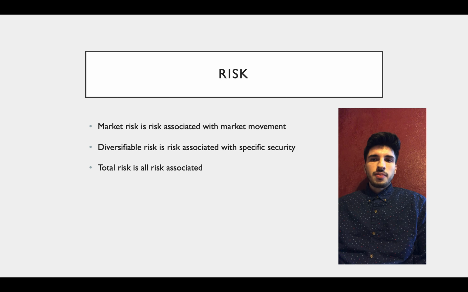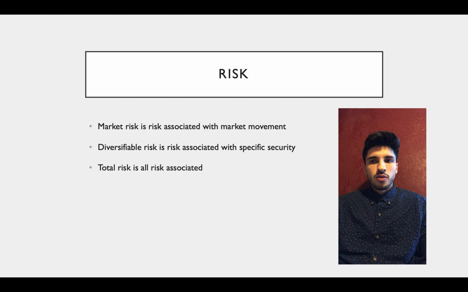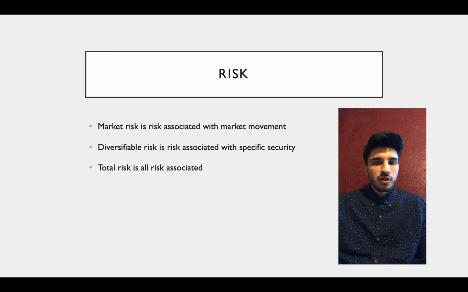Next, I'll talk about risk. Market risk, or systematic risk, is the risk associated with the movements in the market and can be eased by diversification. Diversifiable risk can be eliminated completely by diversification, and it is due to the risk that comes from possible changes in prices of a security because of its specific characteristics. Total risk is all risk associated, including market risk and diversifiable risk.